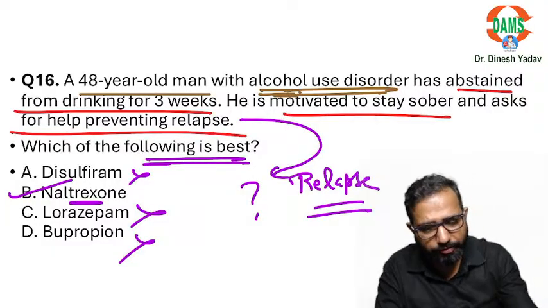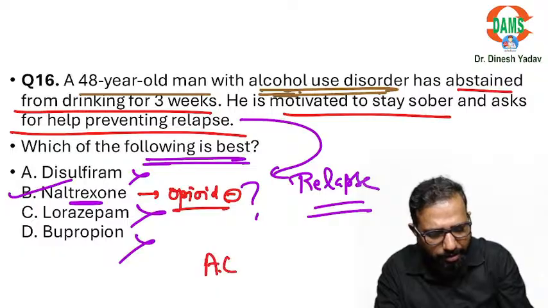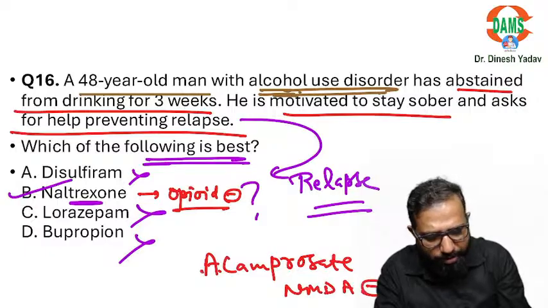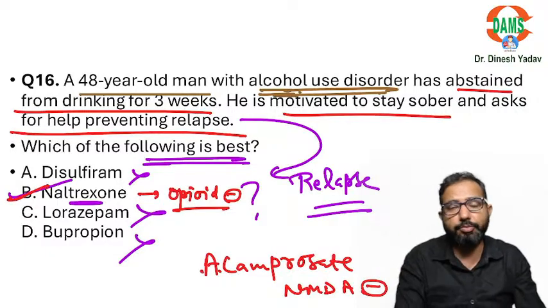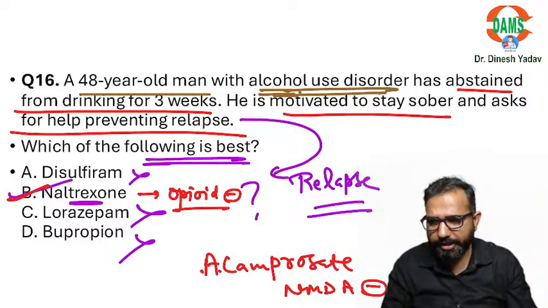So naltrexone we use. Naltrexone is the opioid receptor antagonist that is used for preventing the risk of relapse. The other drug we use is acamprosate. Mainly we use these 2 drugs. Acamprosate is an NMDA blocker. But out of these, the best option is definitely naltrexone, because naltrexone is the first choice in these cases. Right? Okay, great.